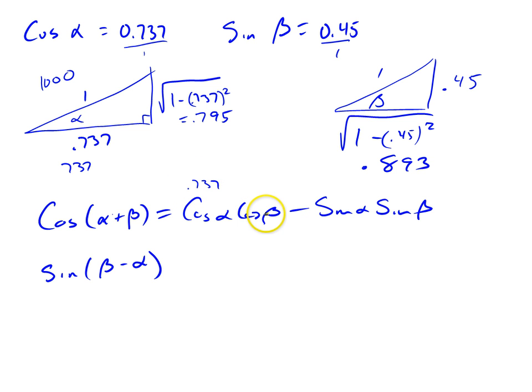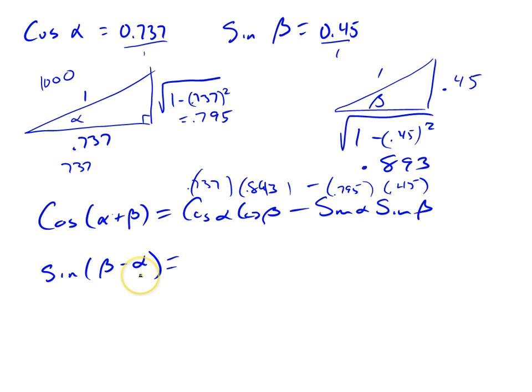What's the cosine of beta? Well, cosine of beta is over here. It's 0.893. Right? What's the sine of alpha? 0.795. What's the sine of beta? Well, that's what they gave us, 0.45. Okay. So I'm going to multiply these two numbers together, multiply those two numbers, and subtract.